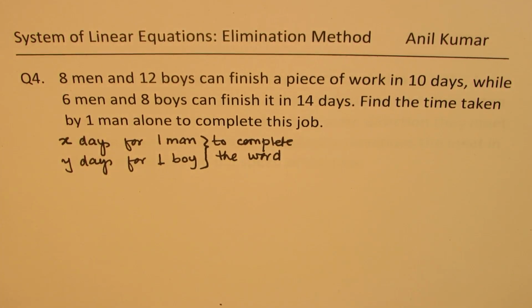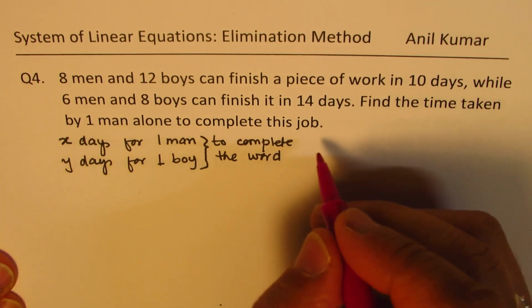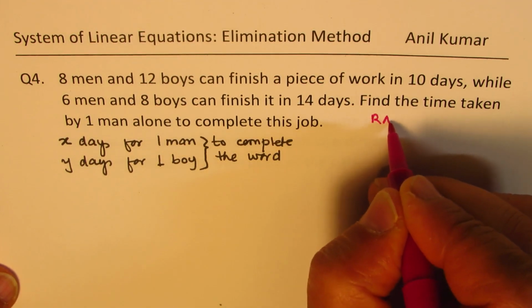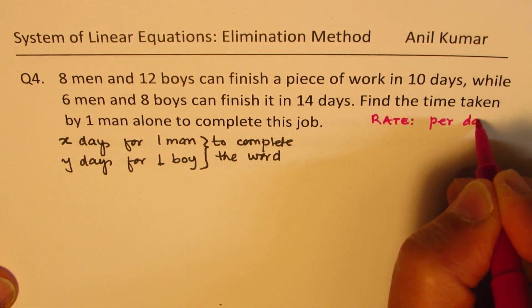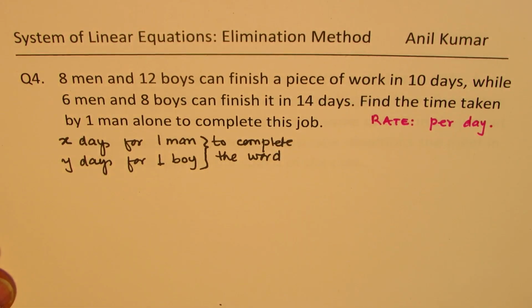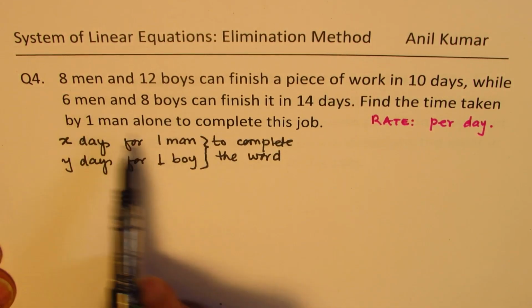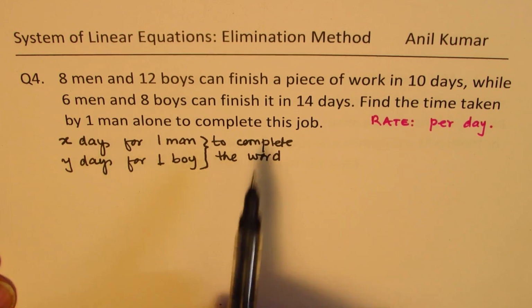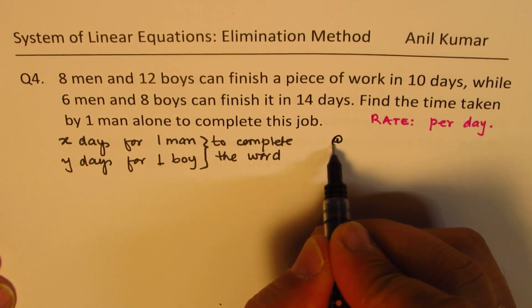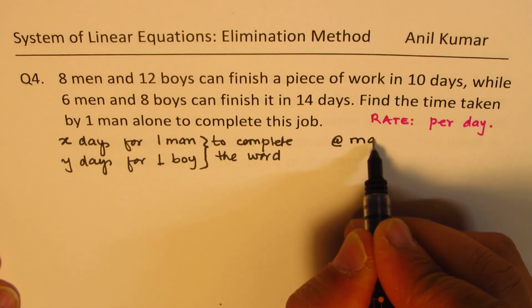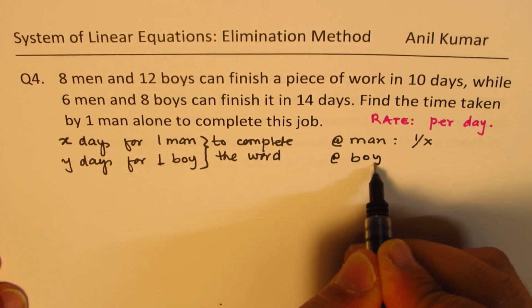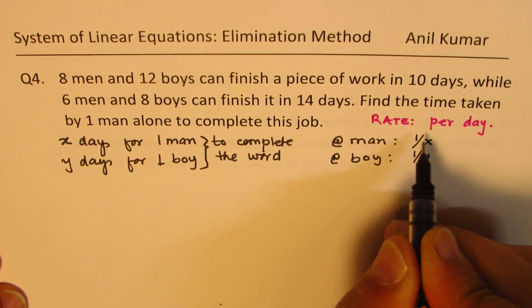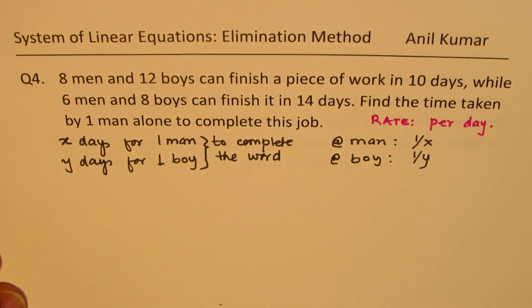Now in such questions, we really need to find the rate, right? So what is the rate of work? So we need to find the rate. That is very important. Rate means per day. That is what it means. So when we are saying the total job is completed in x days, so in 1 day how much? So the rate for a man is basically 1 over x, right? And rate for a boy will basically be 1 over y. So this should be understood very clearly, right?